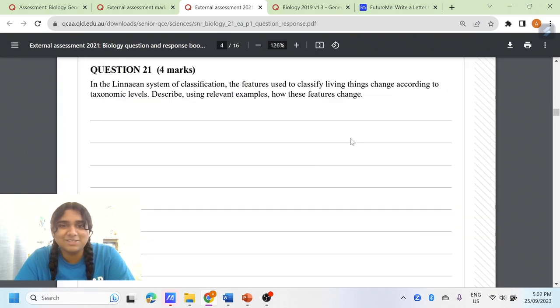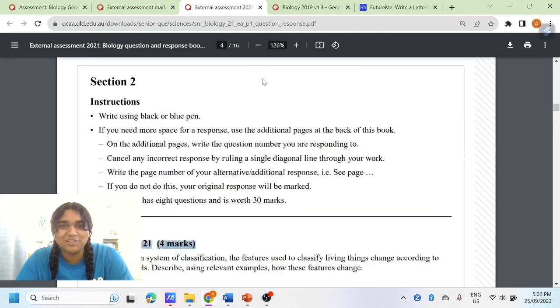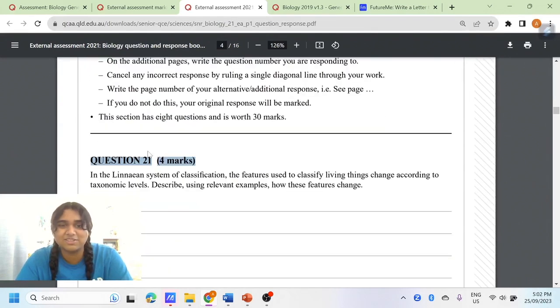Alrighty. This was a question that I remember reading in 2021. This is my external paper and thinking to myself, what are they even asking in this? And a 4-mark question right off the bat, straight after all of the multiple choice, mind you. So you just finished 20 multiple choice questions, and it says, in the Linnaean system of classification. So if any of you remember things like domain and kingdoms from grade 10, that's what it's referring to there.